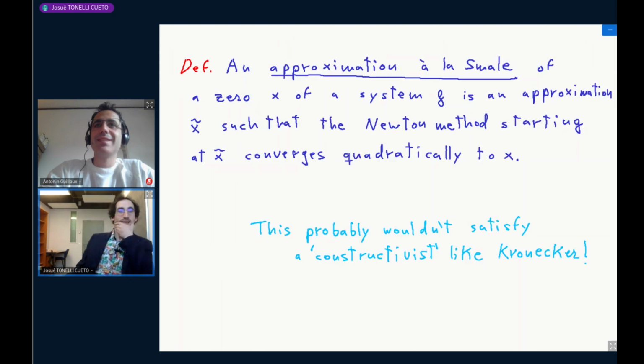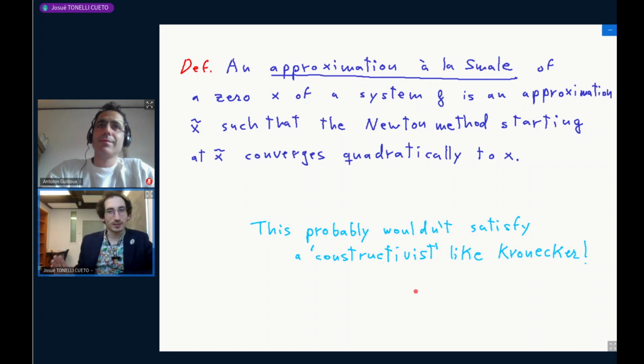And so then here, this is the definition of approximation à la Smale. So usually what Smale did was you take an approximation of a zero, in this case x, of a system f, and you want that the Newton method converges quadratically to x. So essentially you have an approximation where Newton method converges fast, so that you are able to get a lot of digits each time that you apply approximation. Of course, here probably this will not satisfy a constructivist like Kronecker, but that's another tale.